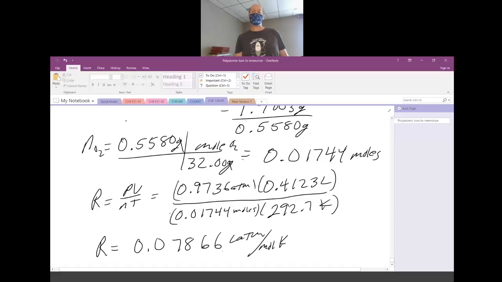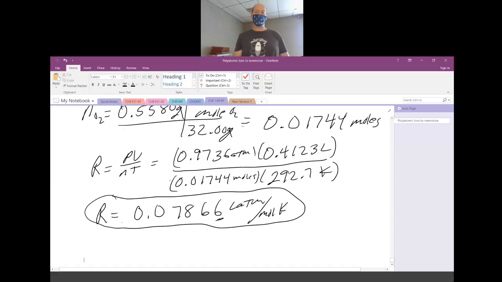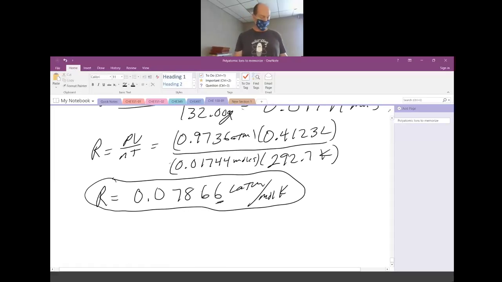And again, the error is here, so if you get a different number, it may just be because I didn't take intermediate answers and I kept everything in my calculator. All right, but if it's very different, then there's something wrong.